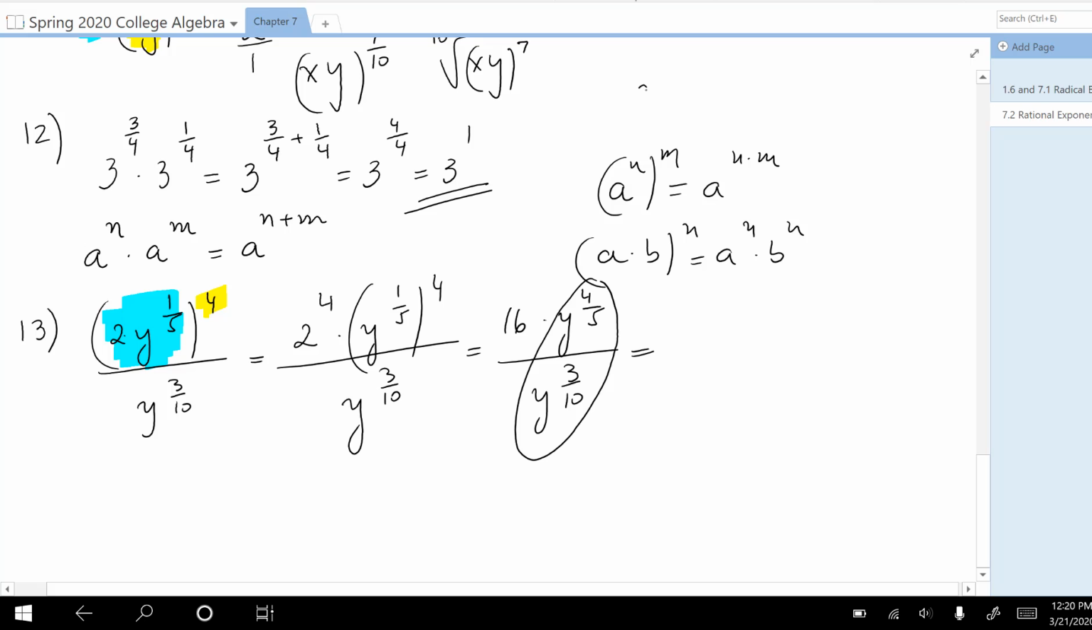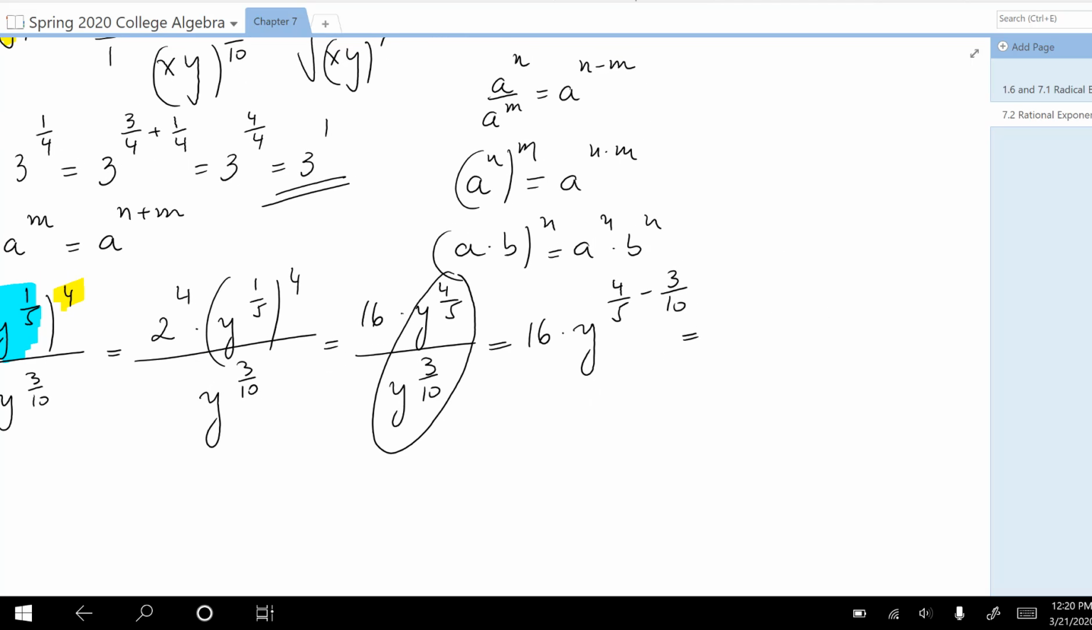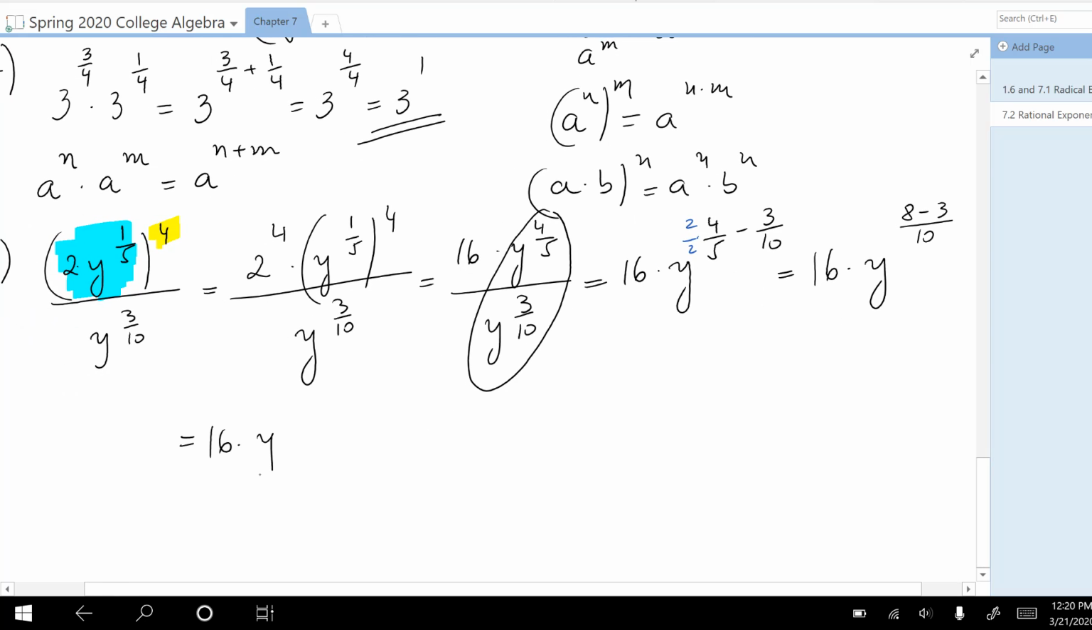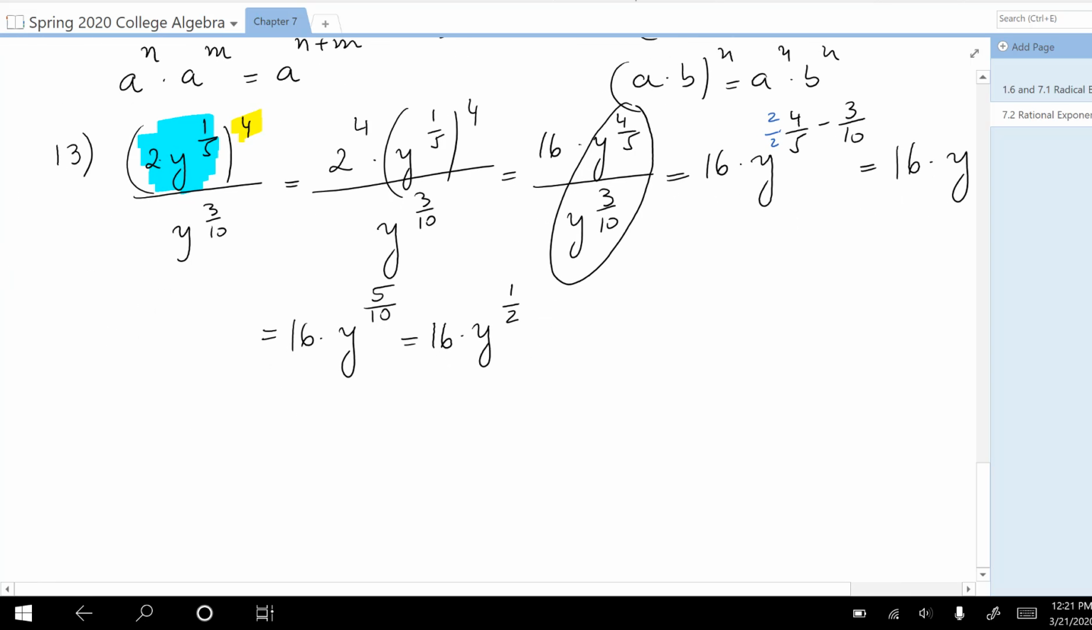So a^n over a^m, copy the base and subtract the exponents. So 16 times y to 4/5 minus 3/10. Well, we don't have the same denominator, so I am going to multiply this by 2 over 2 to get the denominator. So 16 times y to 8/10 minus 3/10 is 16 times y to 5/10, 8 minus 3 is 5, so it's 16 times y to the 1/2, and it's written in the simplest form.